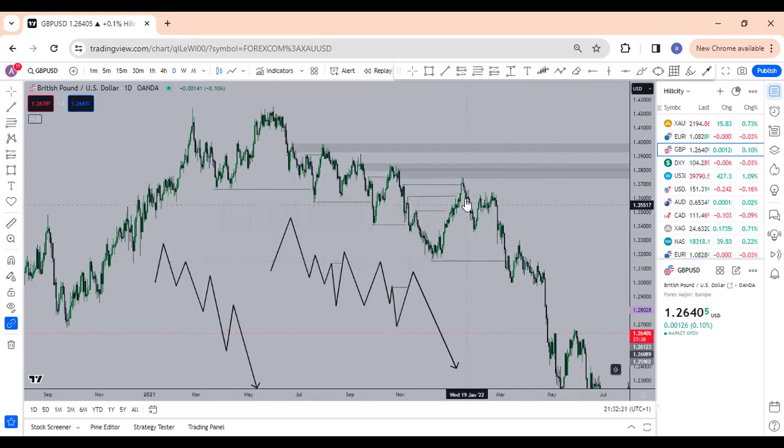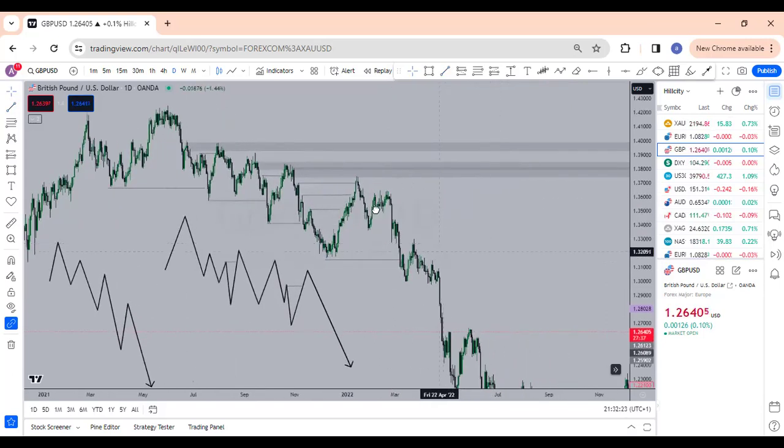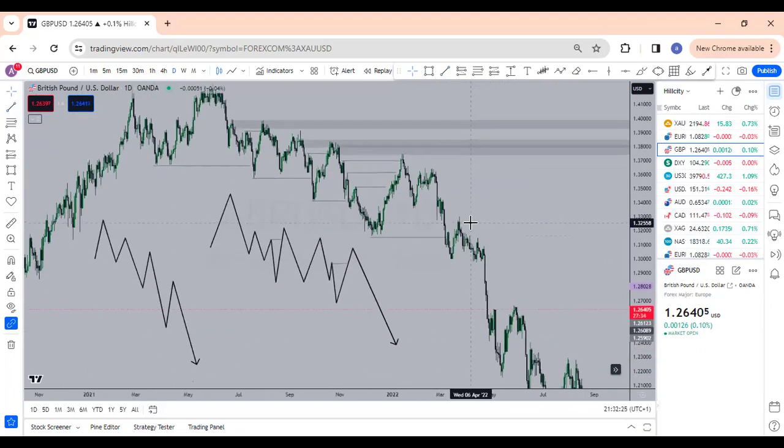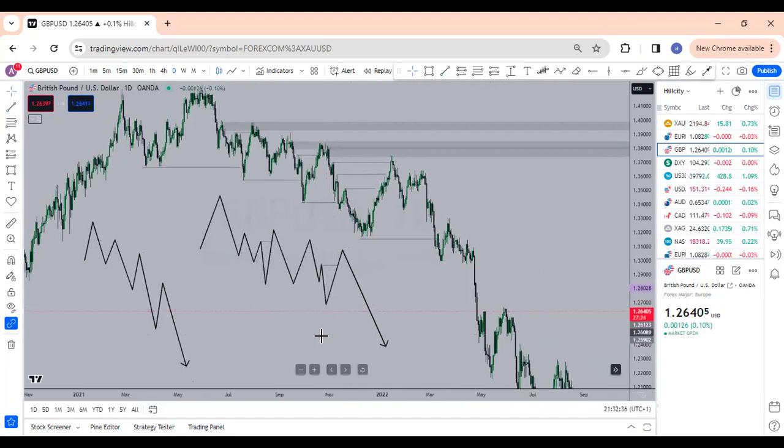So on and on like that, non-stop. Do you get it? Price will always come for an old low in a swing. It will always come for an old low in a swing. All right, so that is that about liquidity.